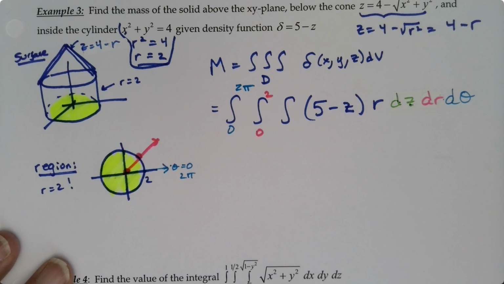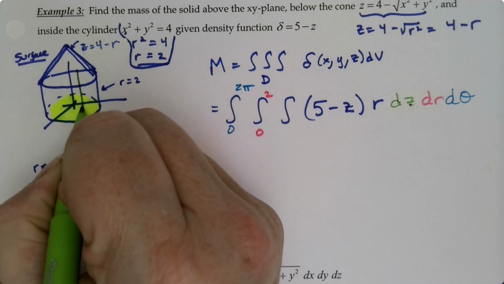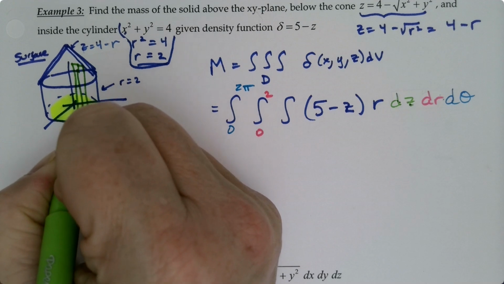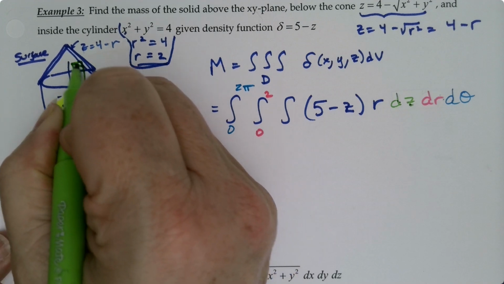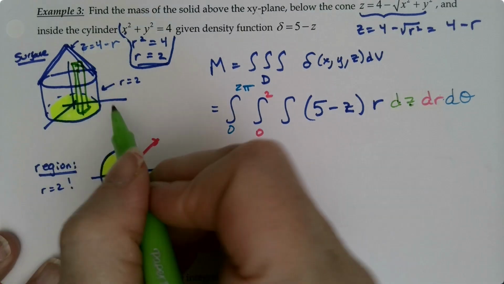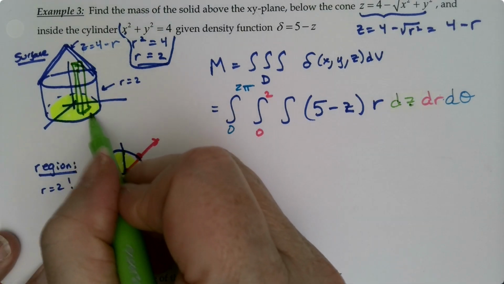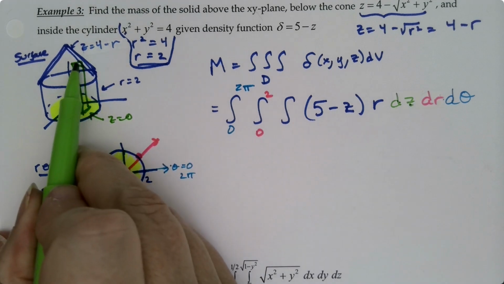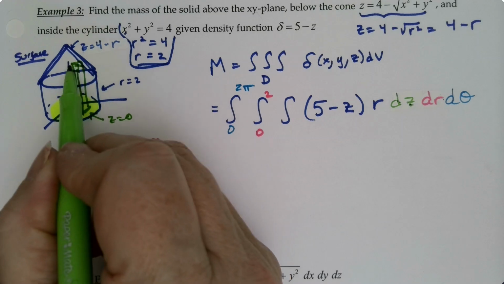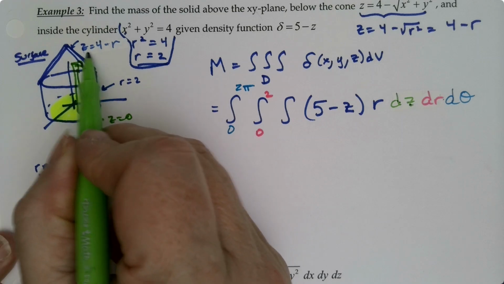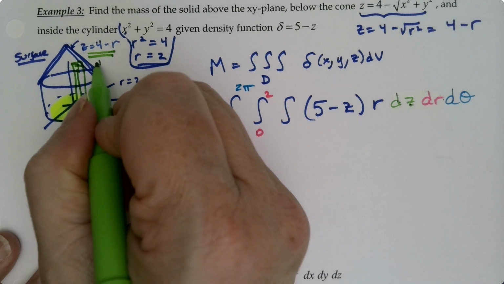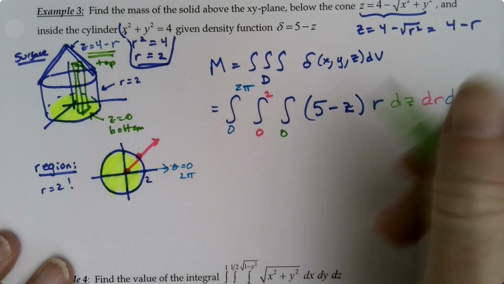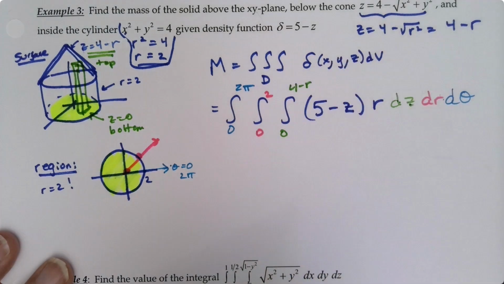All right, so what about the z? So you have to imagine a pillar stacked inside here, this hut, right? Trying to stack up a whole bunch of pillars inside the hut to find it. So the bottom would be z equals 0. And the top, where it's hitting that roof, would be z equals 4 minus r. That's the top, that's the bottom. So we're going to put 0 and 4 minus r.